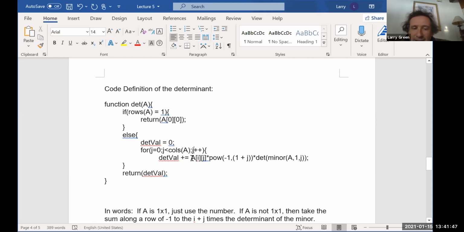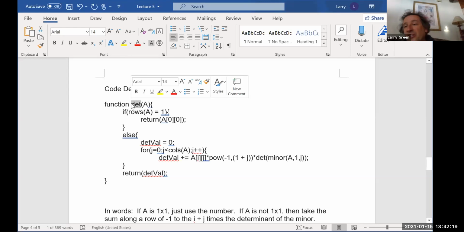So you can take the item from the matrix and you're going to multiply it by -1 to the I plus j times the determinant of the cofactor. Any questions on that? And then you're going to keep doing that. And notice when it says det, what that means is you got to go back to the start.